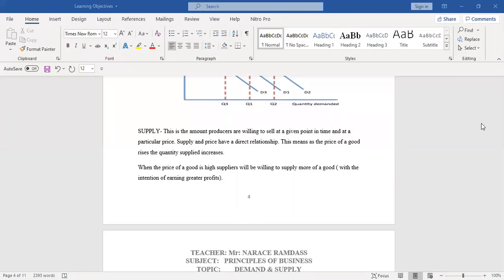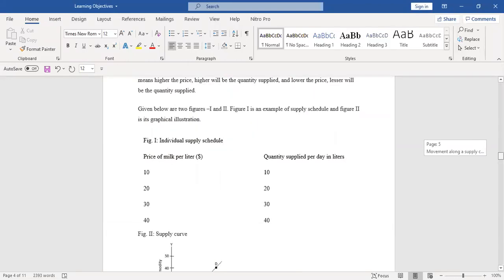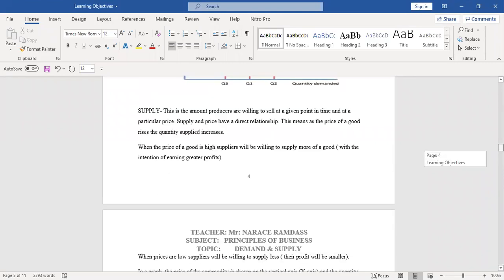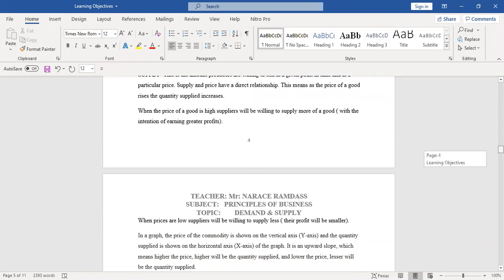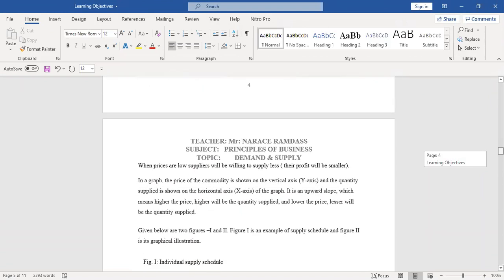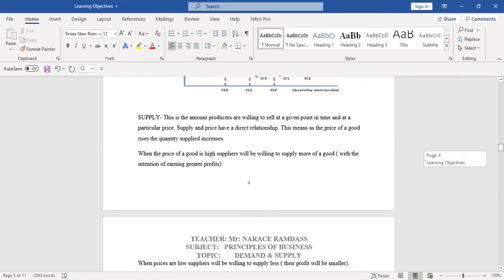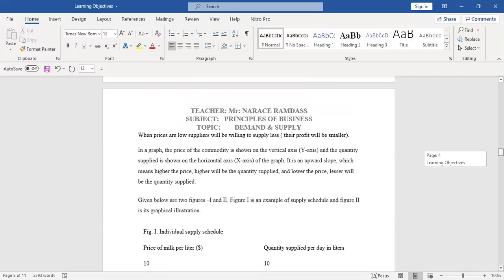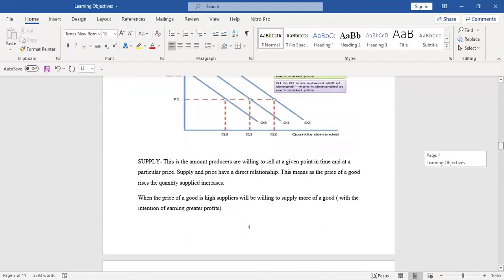Open questions again, guys. Talk to me. Anybody can answer. The next question is, what type of relationship do price and quantity supplied have? Is it a direct relationship? Yes, it is. Very good.